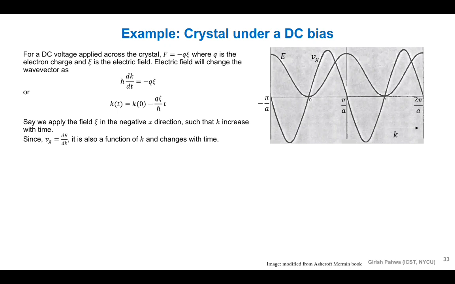Why? It means that if I apply a DC bias and the electron is oscillating, I am getting an AC current. With the DC, do you get AC? Do you get alternating current with the DC? You never get that. Why?